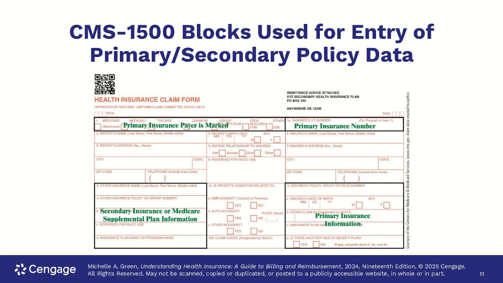So here are the different blocks that you see on the claim form. At the top, the type of payer is checked: Medicare, Medicaid, Tricare, other, which is other types of insurance, group insurance. You see a spot for the primary insurance. On the right, in block 11, A through D, that's where the primary insurance goes. On the left, 9A through D, that's where the secondary insurance goes.